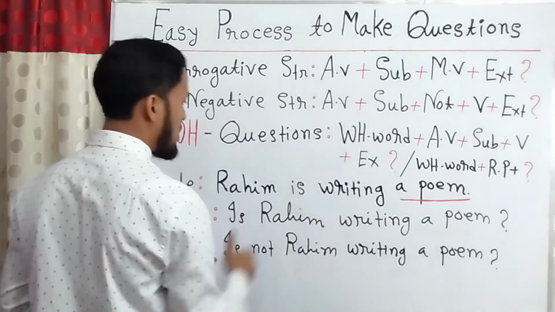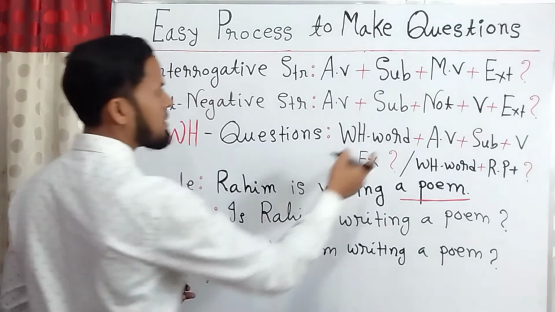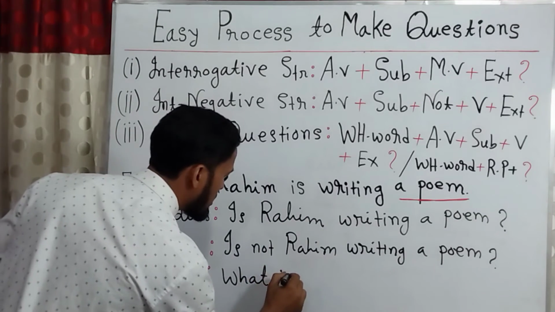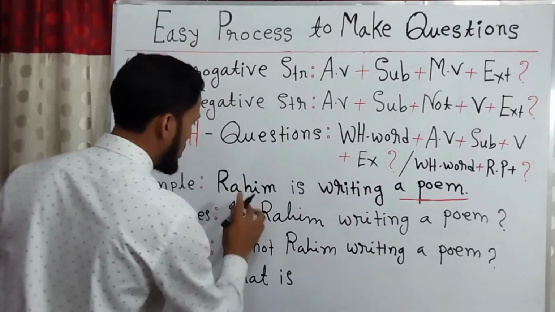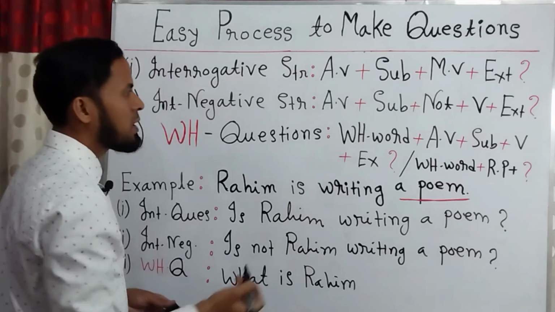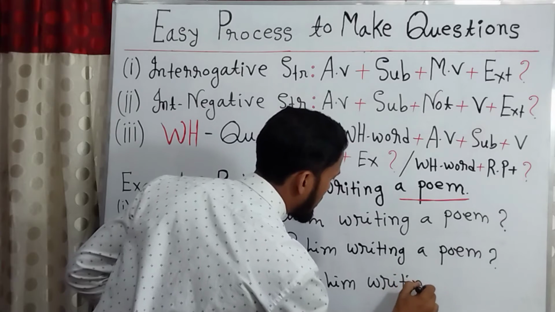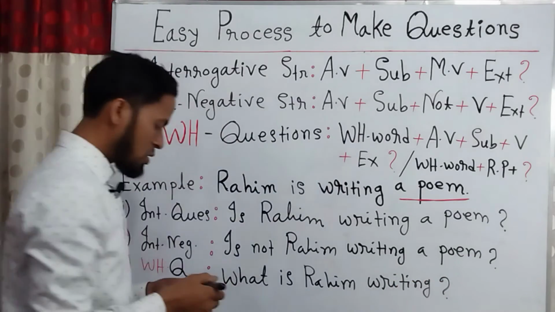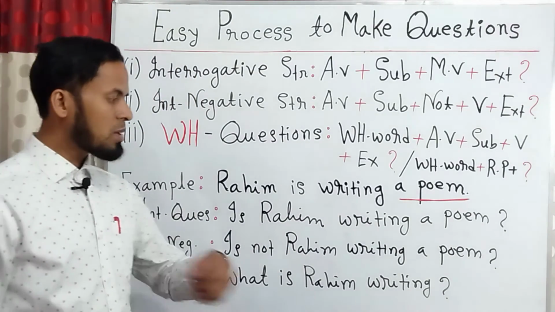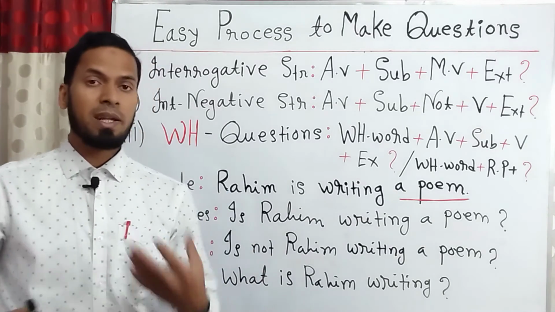That means at first the WH word, what, then the auxiliary verb. Here the auxiliary verb is is. What is, then the subject. Rahim is the subject. What is Rahim? Then the verb. The verb is writing. Then the question: so what is Rahim writing? What is Rahim writing? And if you want to give the answer, then you have to give: Rahim is writing a poem.